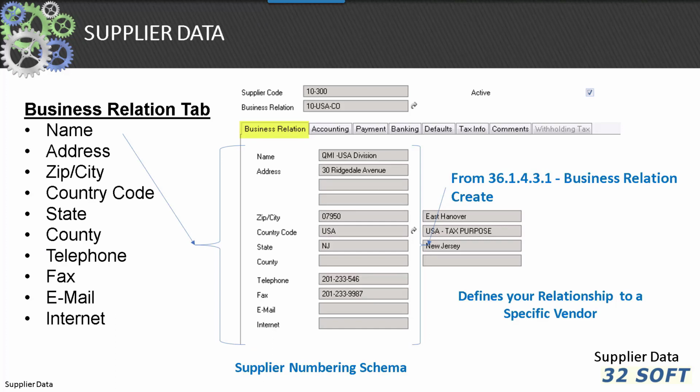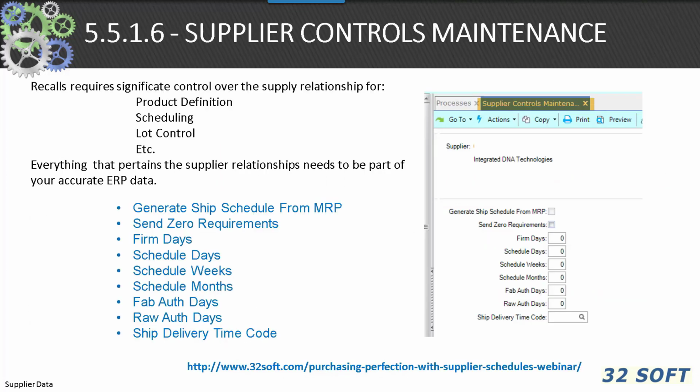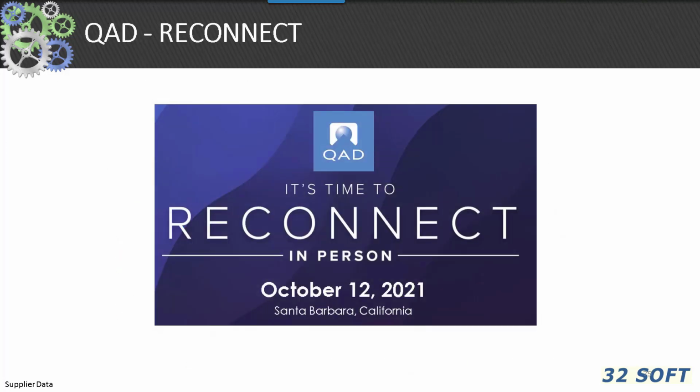Suppliers could be the most important aspect of your recall project, but a lot depends on whether the suspect components or raw material have been designated as the cause of the recall. The definition of the supplier in QAD is going to be your key to your ability to communicate and control the recall. 5.5.1.6, recalls require specification control over supplier relationships, product definitions, scheduling, lot, cost, etc. Everything that pertains to the supplier relationship needs to be part of your accurate ERP data.